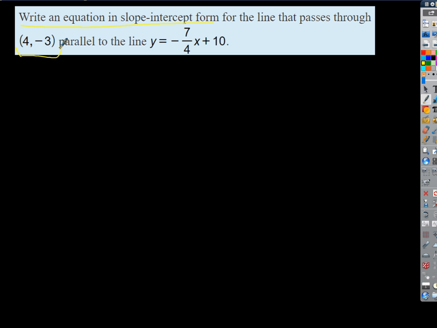So our line's going to go through that point. Call it a yellow point because it's on the yellow line, right? It's going to be parallel to some other line. Let's make it an orange line. So this is the other line right there, but it's parallel to that, right? So what are we going to do? Okay, we need two parts to this, don't we?